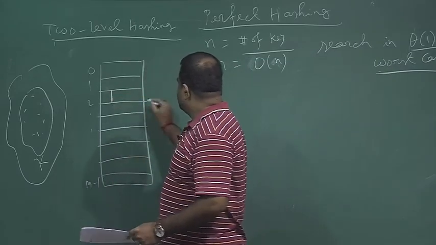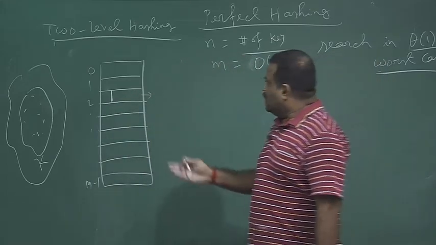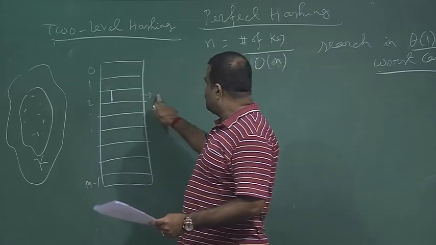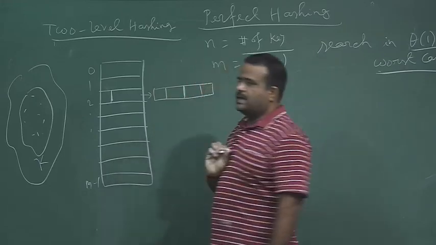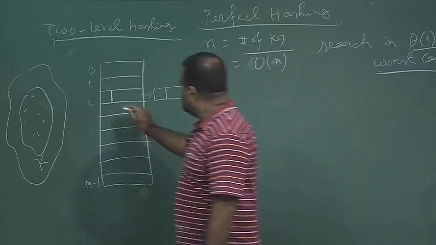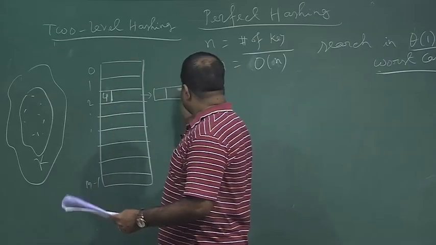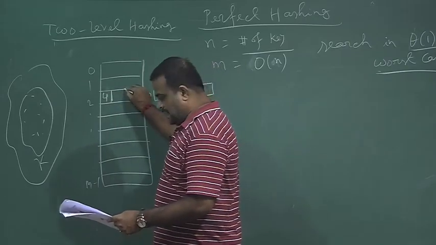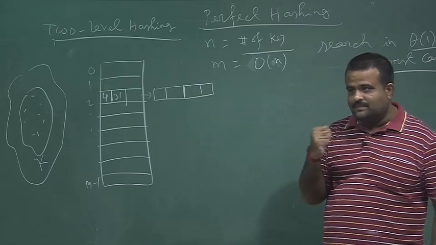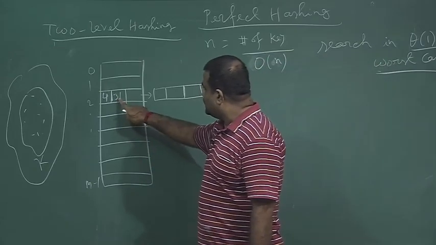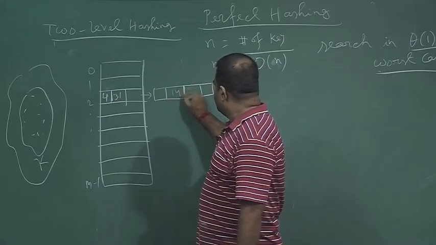To handle that collision, in the second level we will use another hash table. If 2 keys are colliding, we will have 4 slots over here, in the second level. We will have a value a, which comes from a random choice of universal hash function, and this a will decide the second-level hash function. Suppose we have some keys, say 14 and 27.